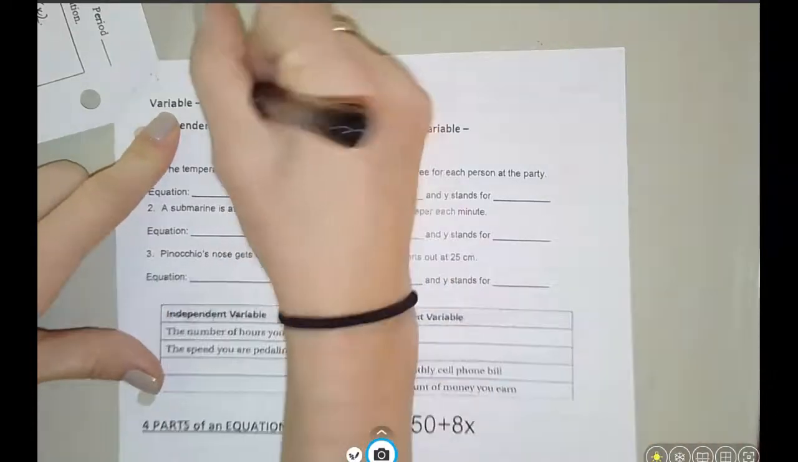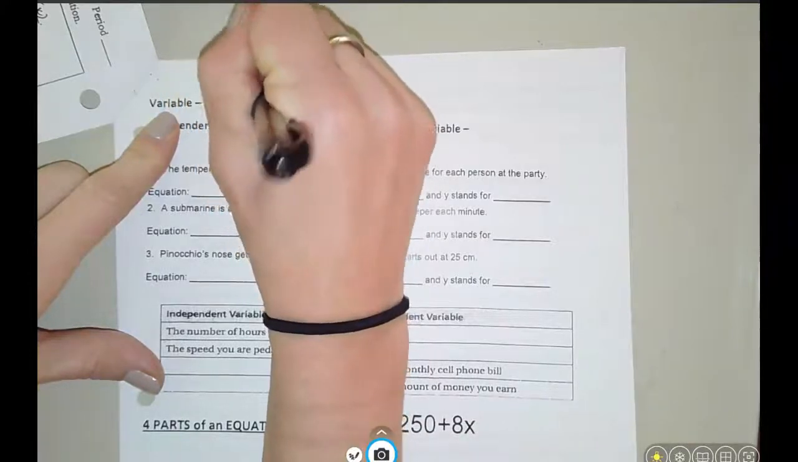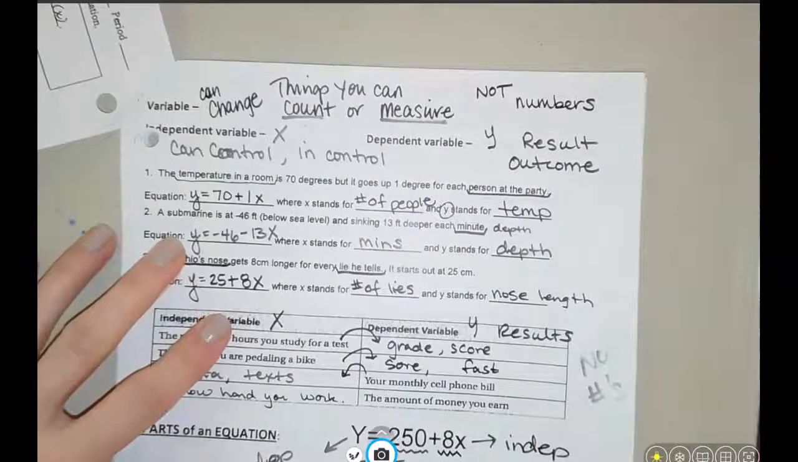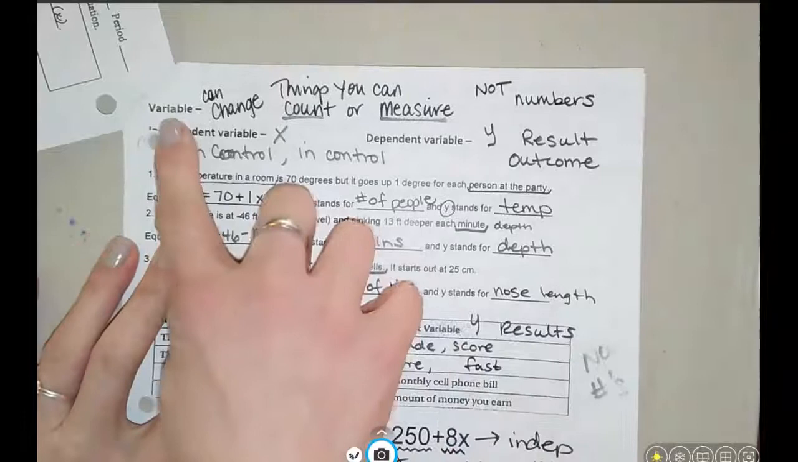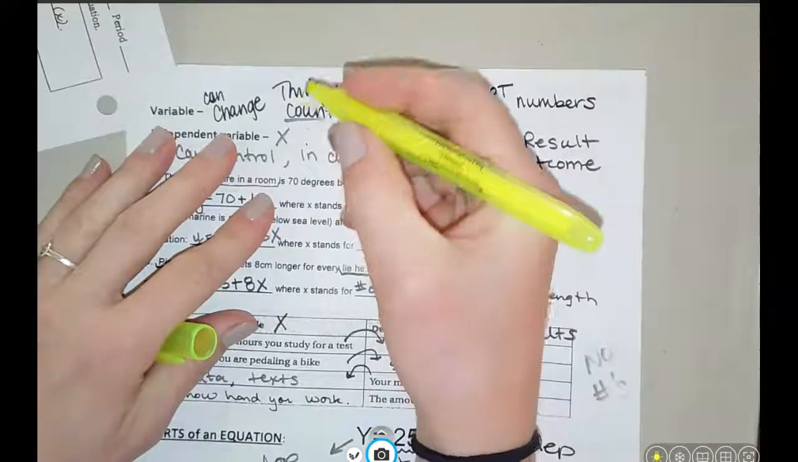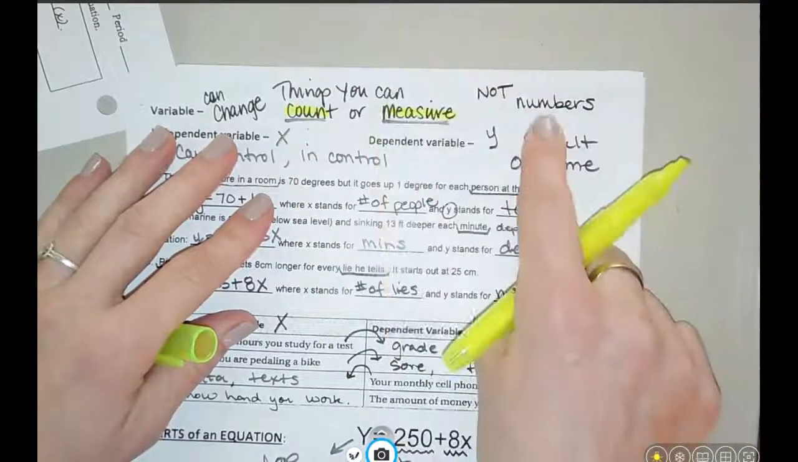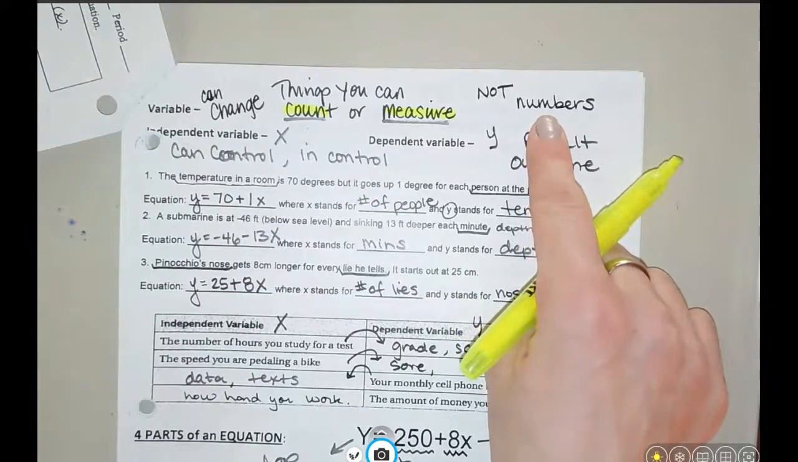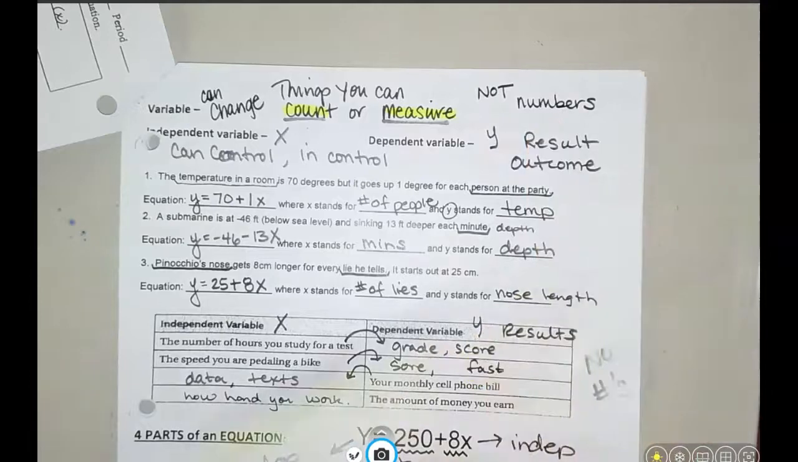Okay? So a variable is something that you can count or measure. Okay, so here's my paper, and this is the same key that's posted online, but we're just going to make sure we know variables are things that you can count or measure. They are not numbers. So 8 is not a variable. Something like the temperature outside is a variable, or how much Chevy weighs is a variable. Something that can change, but you have to be able to count or measure it.